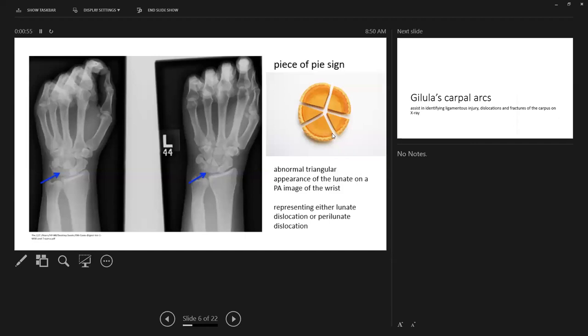So we have the piece of pie sign. Other than looking through all the carpal bones over the whole wrist joint, making sure there is no gap and no overlapping, you have to see the shape of the bones. If the shape looks like a piece of pie, it is possible there is some dislocation or abnormality. You can clearly see that in this one, the triangular lunate looks like a pie. So they call it the piece of pie sign.